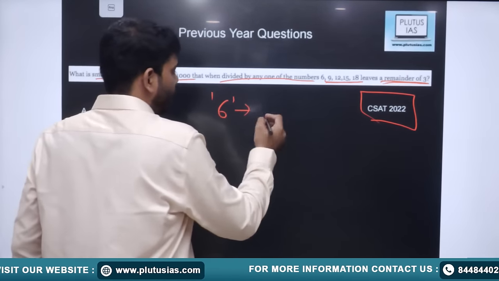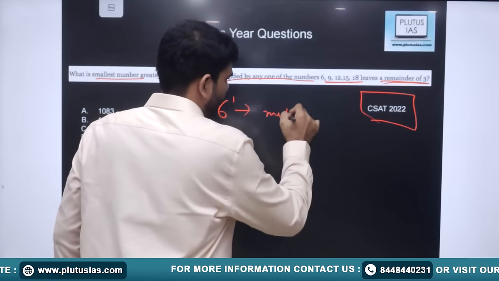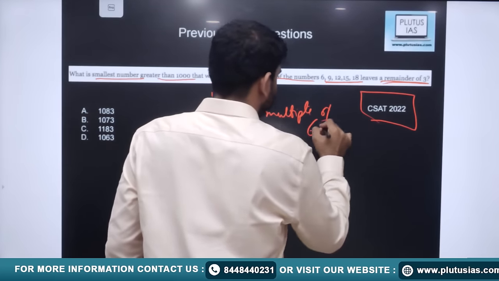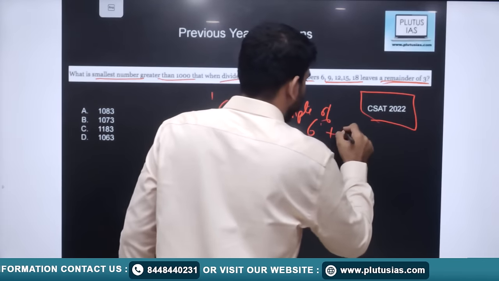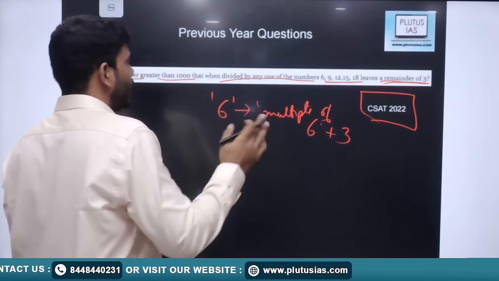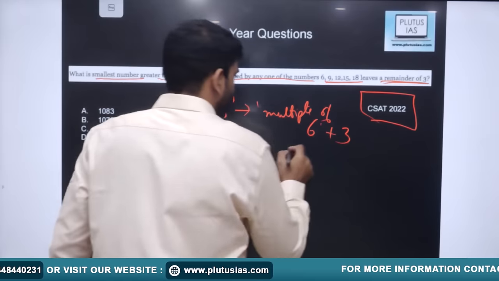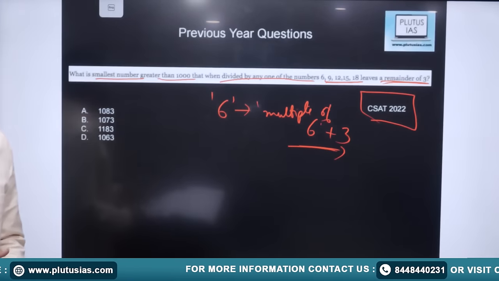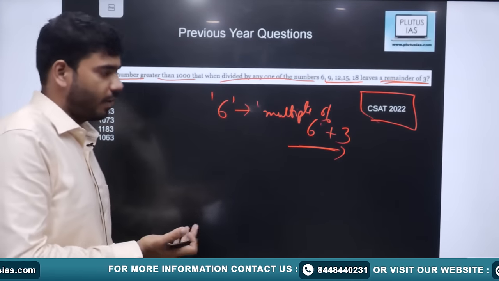So we know that if we take any multiple of 6 and add 3 to that, the number that we get will show a remainder of 3 when divided by 6. A very obvious thing, a very basic thing.